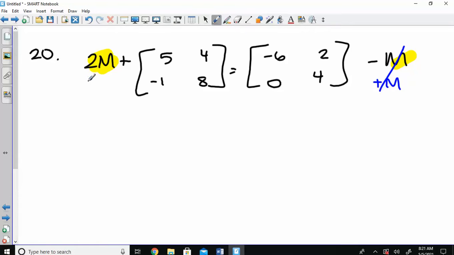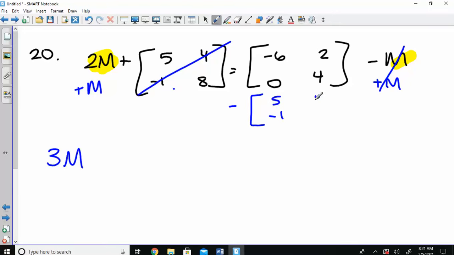Add this m. That gives me a 3m. What should I do with this matrix? Subtract. We talked about to subtract a matrix, if it helps, you could distribute a negative to everything and then just add them. So negative 6 plus negative 5 is negative 11. 2 plus negative 4 is negative 2. 0 plus 1 is 1. 4 and negative 8 is negative 4.